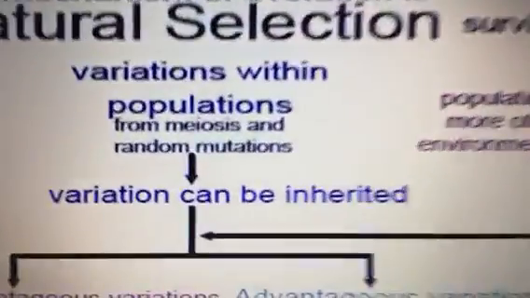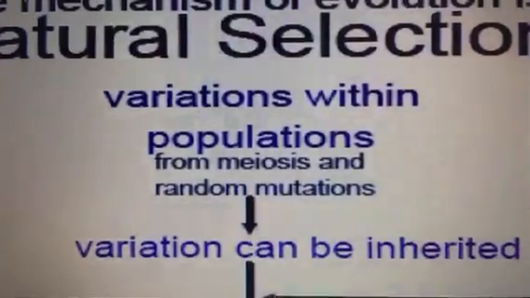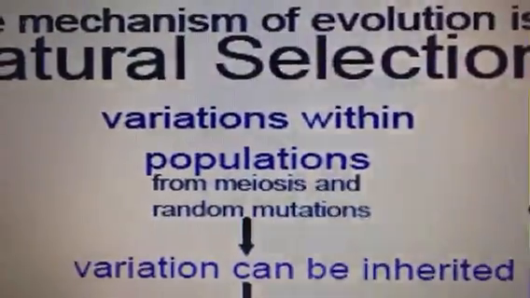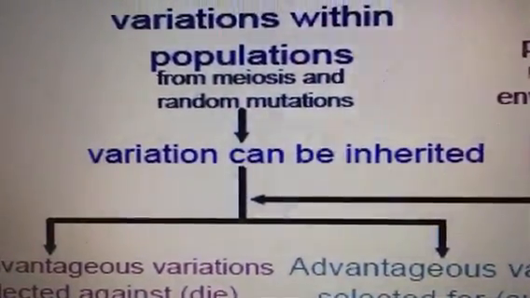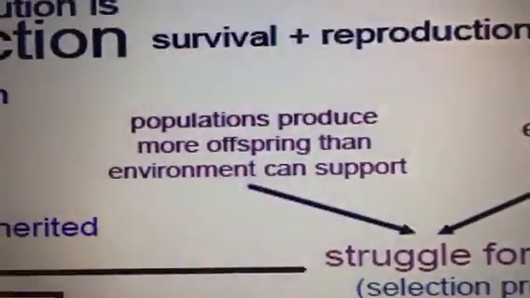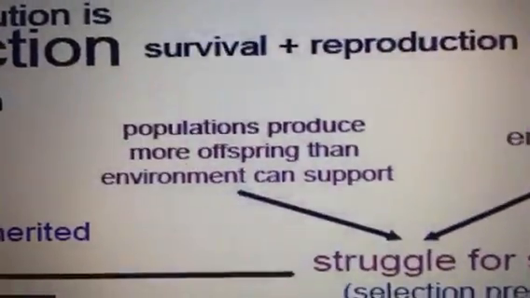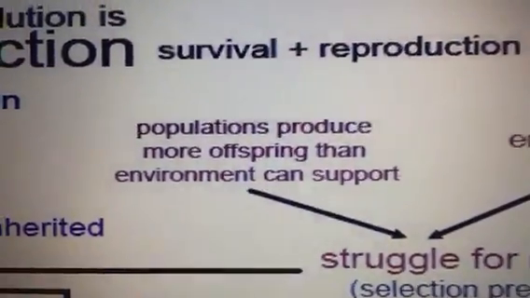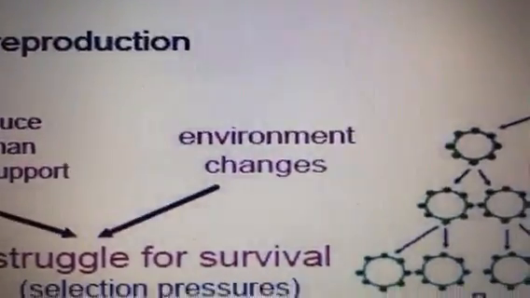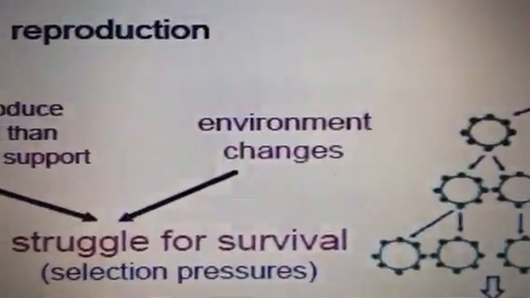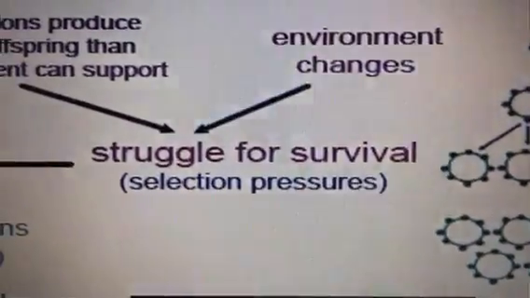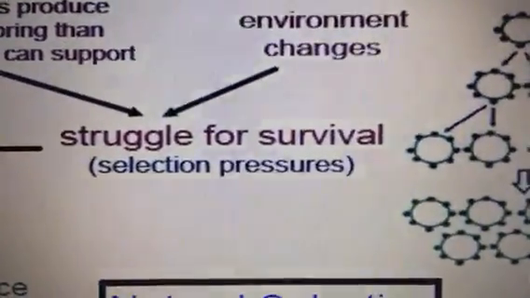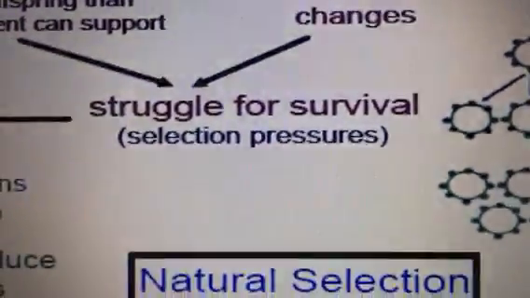Well, natural selection is based on the fact that organisms are not all identical. There's variation within a population from random mutations and meiosis, and those variations can be inherited. Now, when you combine that with the fact that most populations produce more offspring than could actually survive, it would exceed the carrying capacity, and some environmental changes stress organisms and put selection pressures on them, you get a struggle to survive, which means that not all the organisms are going to survive. And if not all of them survive, then only the strongest survive, so to speak.